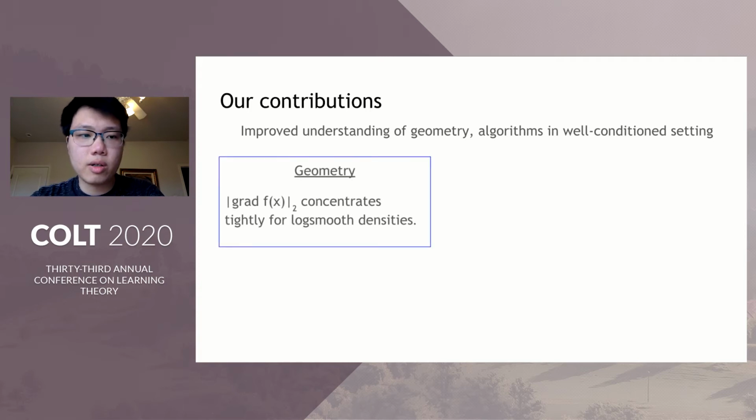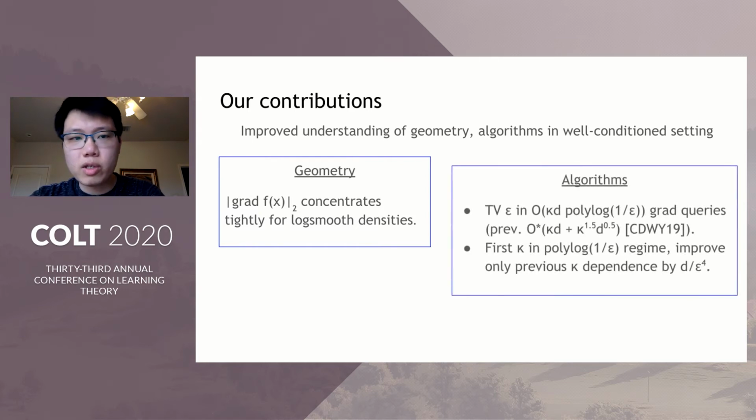Specifically on the geometry side, we show that the norm of the gradient of f of a point x drawn from a log-smooth density that is also log-concave concentrates very tightly around its mean. And by using this geometric fact, we improved the mixing time of the popular Hamiltonian Monte Carlo algorithm to roughly kappa d polylog 1 over epsilon gradient queries to find a mixing time of roughly epsilon.